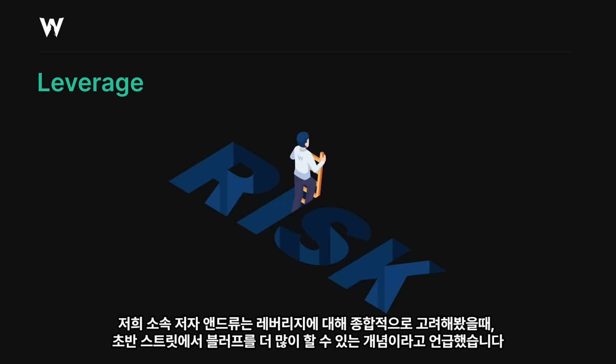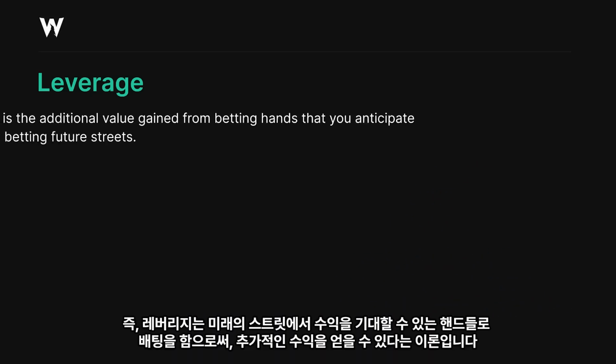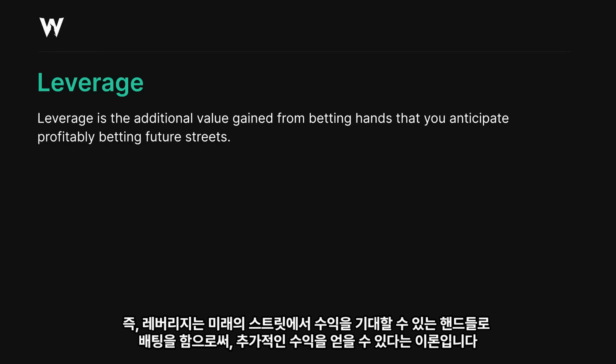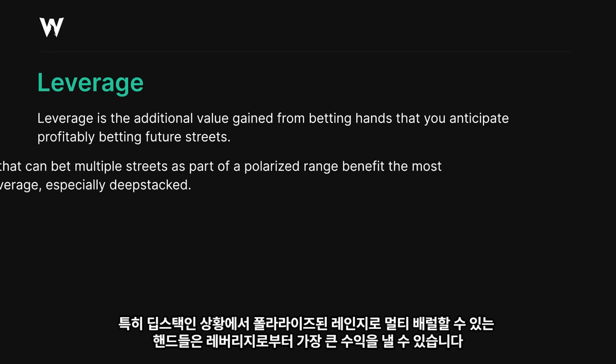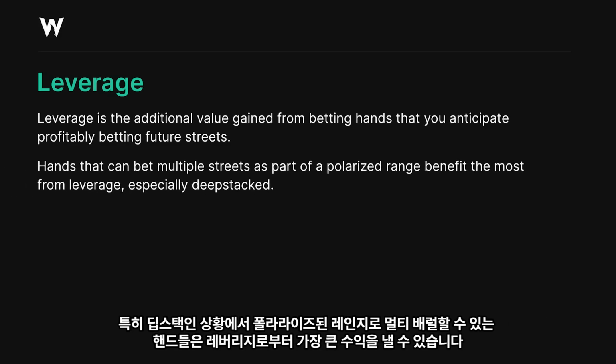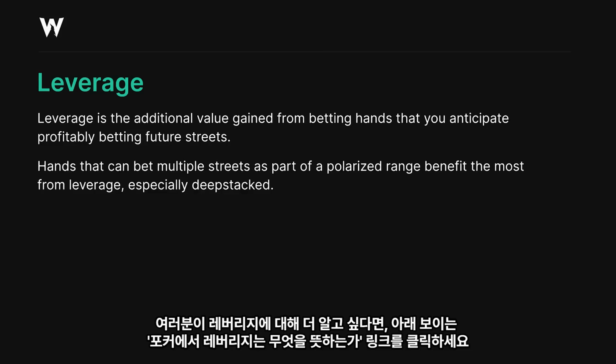And leverage is this compounding effect of you can use more bluffs on earlier streets as the bluff to value ratio compounds. And so the way he words it, leverage is the additional value gained from betting hands that you anticipate profitably betting on future streets. So hands that can bet multiple streets as part of a polarized range benefit the most from leverage, especially deep stacked. If you want to learn more about leverage, we have this article, What is Leverage in Poker? Link in the description. It's a good intro to this concept.